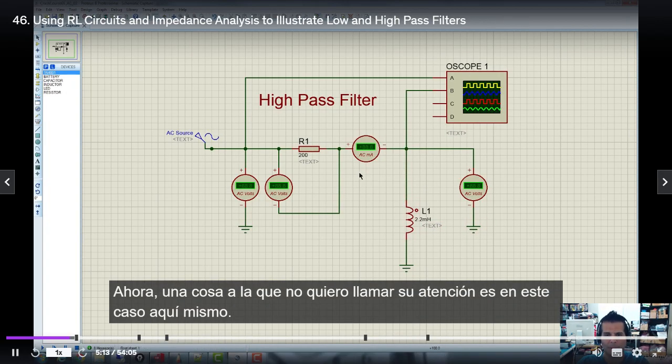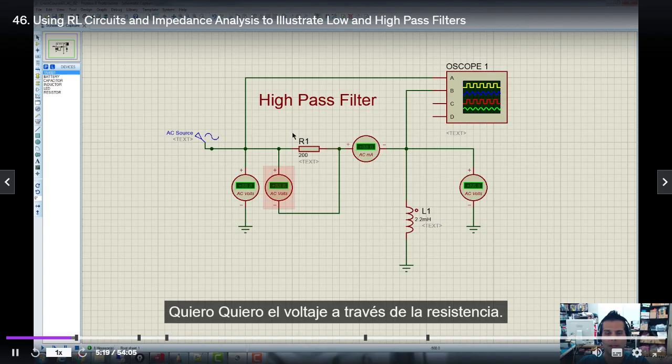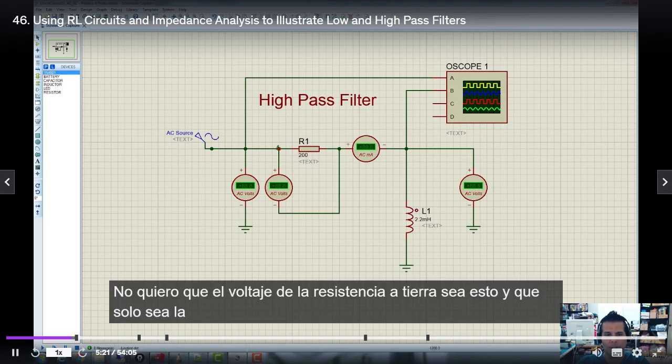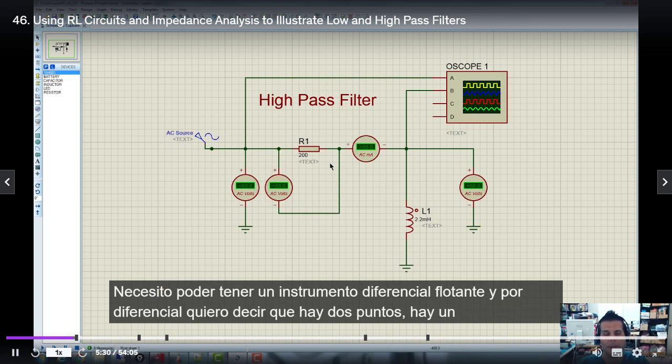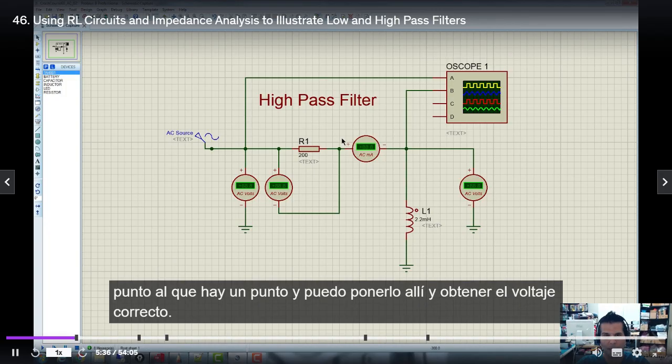Now, one thing I want to really bring your attention to is in this case right here, I want the voltage across the resistor. I don't want the voltage from the resistor to ground. That would be this, and that would just be the input. I want it across the resistor. To do this, I need to be able to have a floating differential instrument. And by differential, I mean there's 2 points. There's point 1 and there's point 2, and I can put it on there and get the voltage, right?